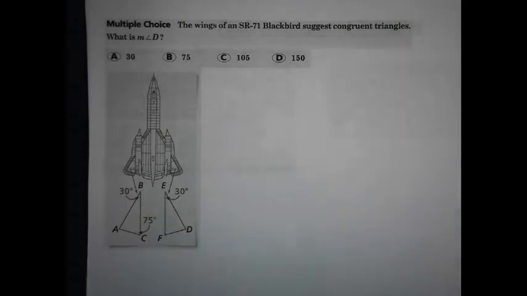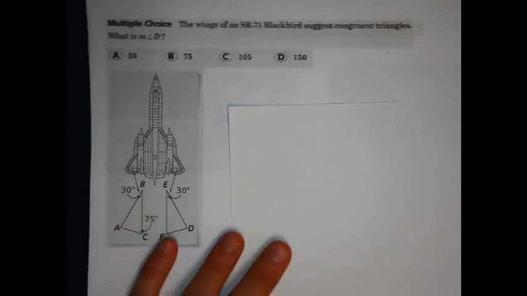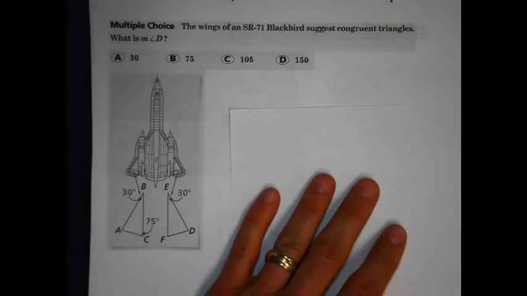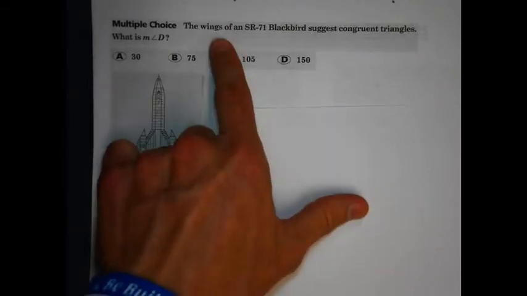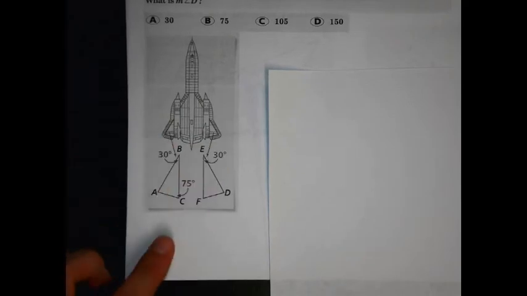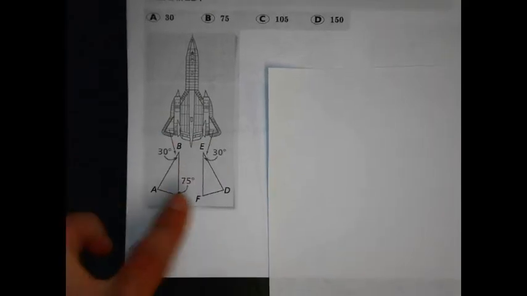Young boys, are you interested in geometry now? Yeah, because look, there's an awesome SR-71 Blackbird. Whee! Anyhow, the wings of the SR-71 Blackbird suggest congruent triangles. What does that mean? It's telling me the wings are congruent triangles. Therefore, see that those wings here are congruent triangles. All right, so that's what the whole thing is saying.